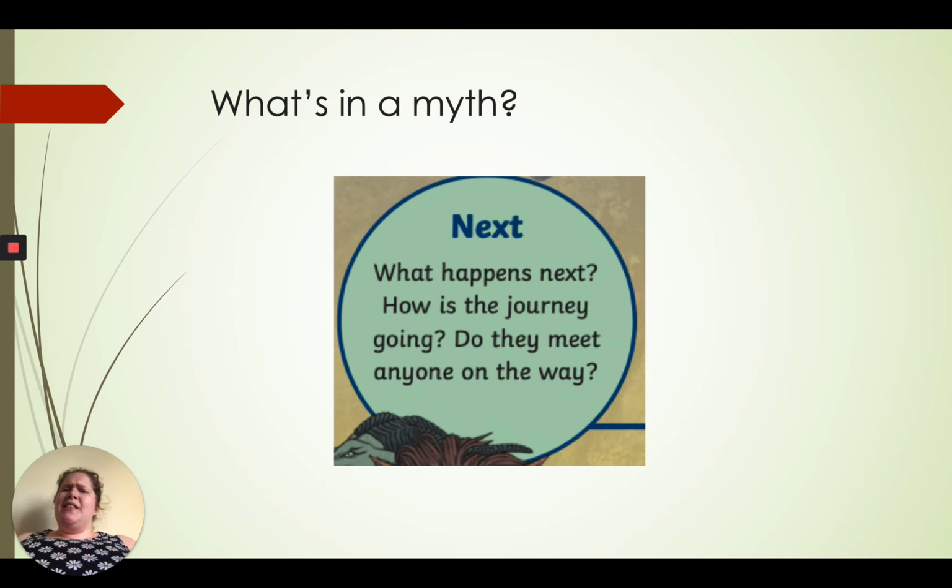What happens next? How is the journey happening? And how is it going? Do they meet anyone on the way? You can make notes all around this. It's all in the booklet.